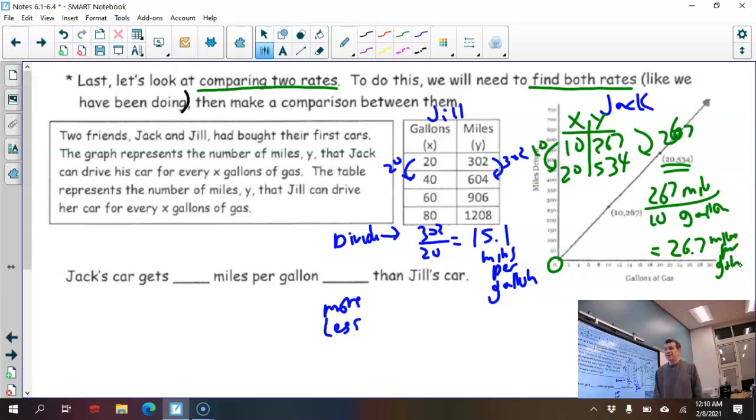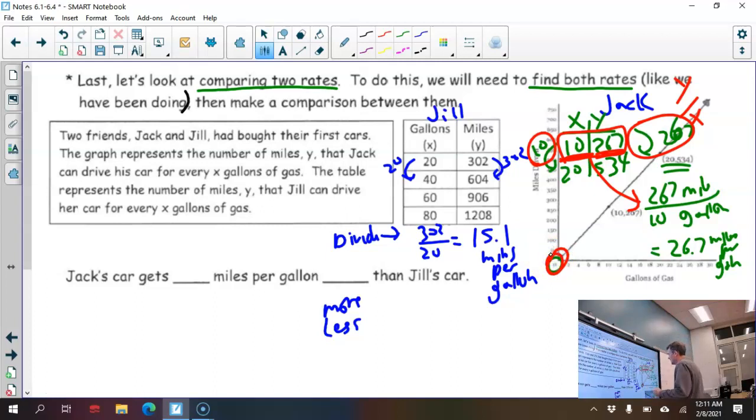Now, the thing I wanted to point out here was this, you guys. When it goes through 0, 0, you don't actually have to find these. When it goes through 0, 0, you can just divide the y by the x. Look, that's what I did anyway. 267 divided by 10. I could take any y value and divide it by the x value, and I would get the same thing. That only works when the graph goes through 0, 0.